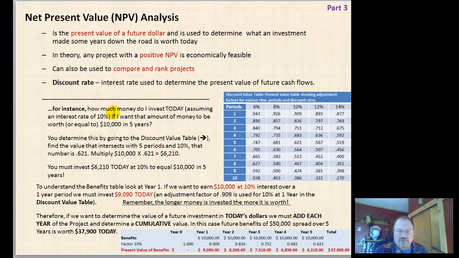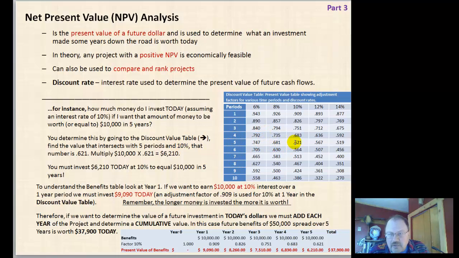For instance, how much money do I invest today, assuming an interest rate of 10%, if I want that amount of money to be worth $10,000 in 5 years? You determine this by going to the discount value table right over here. Find the value that intersects with 5 periods and 10%.